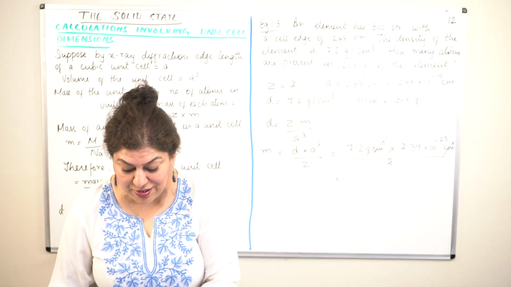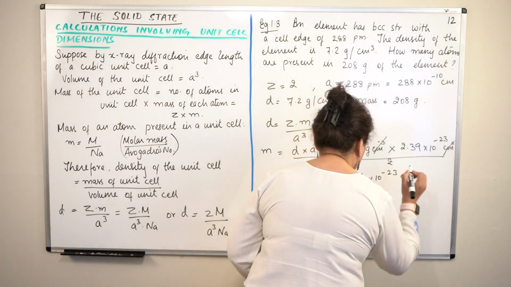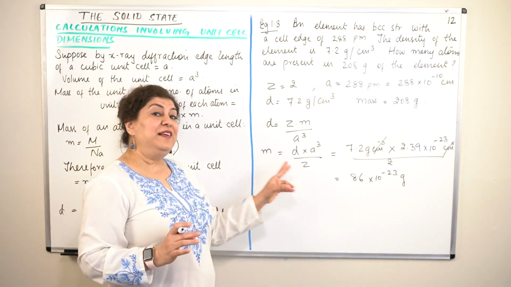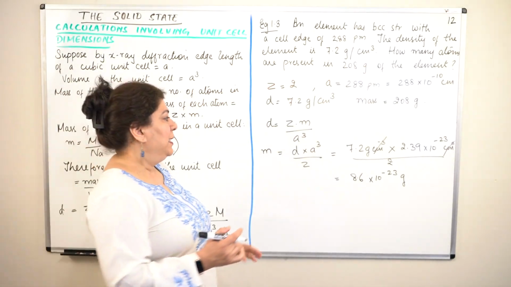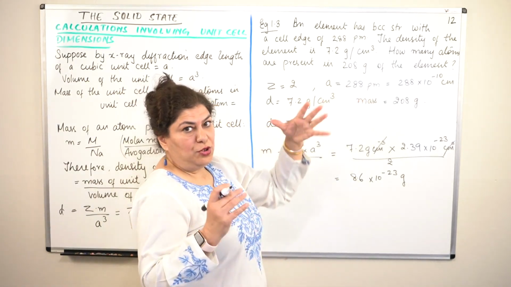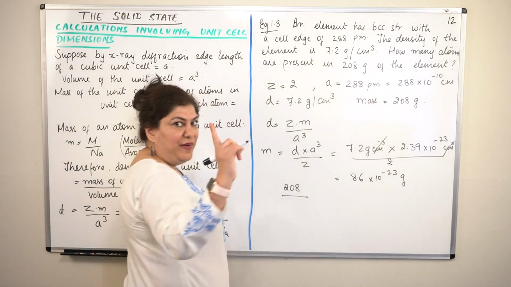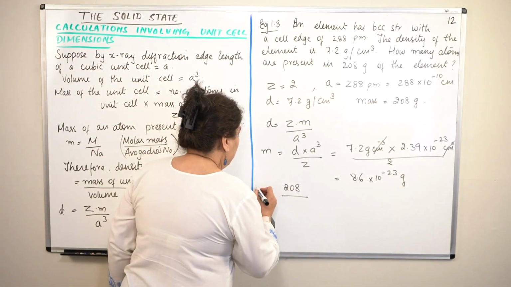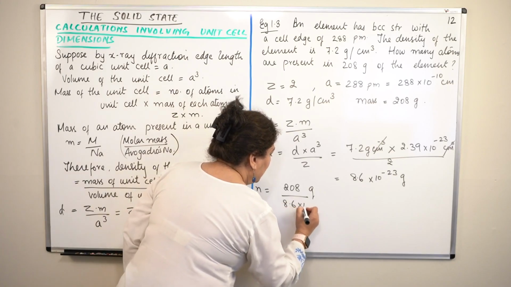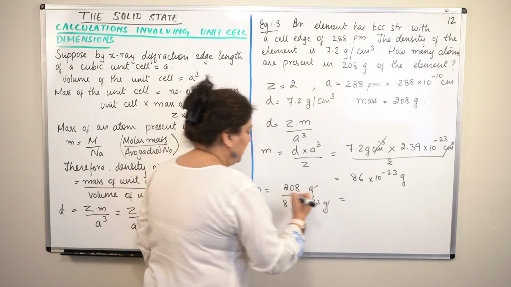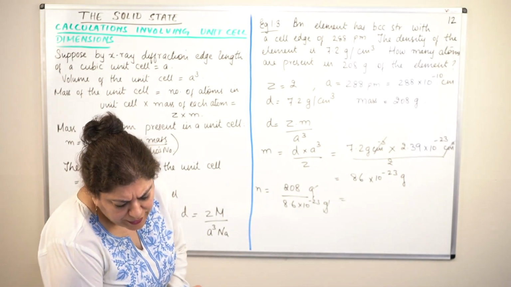But using the calculator, I found out that this happened to be 8.6 into 10 to the power minus 23 grams. Right? So what did I calculate? I calculated the mass of one atom. And what was the question? How many atoms are present in 208 grams of the element? So the total mass is 208 grams. If I divide it by the mass of one atom, I will get the total number of atoms. So number of atoms would be equal to 208 grams upon the mass of one atom, which is 8.6 into 10 to the power minus 23 grams. The grams would get cancelled out and you'll get the number of atoms now. And when you solve this, the number of atoms that I get would be 24.19 into 10 to the power 23, I guess.